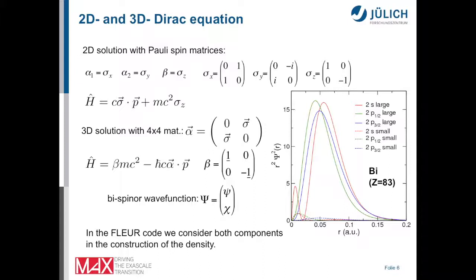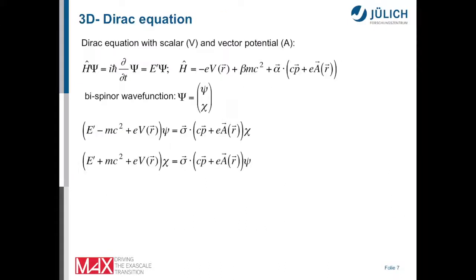Now in principle you can work with just one of these components. If you split the Dirac equation, with an external potential in addition, into a system of coupled equations, then you have two equations for the large and the small components. Then you can insert an expression for the small component up here, and you get an equation for the large component.